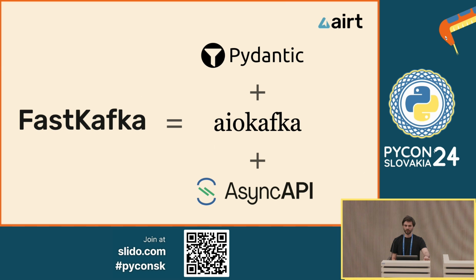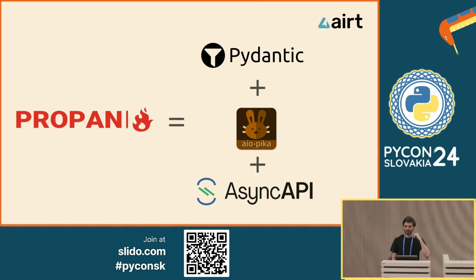We took Fast API as a big inspiration, and we copied using Pydantic for encoding and decoding the messages. Under the hood, to connect to Kafka, we were using AIOKafka. And to generate the documentation of the applications, so all of these produces and consumes endpoints, we were using AsyncAPI. While we were developing this, and we released it officially at PyCon in Berlin last year, there was a guy in Russia who was developing Propan, which was practically the same thing, but not for Kafka. It was for AIOPika, for connecting to RabbitMQ.